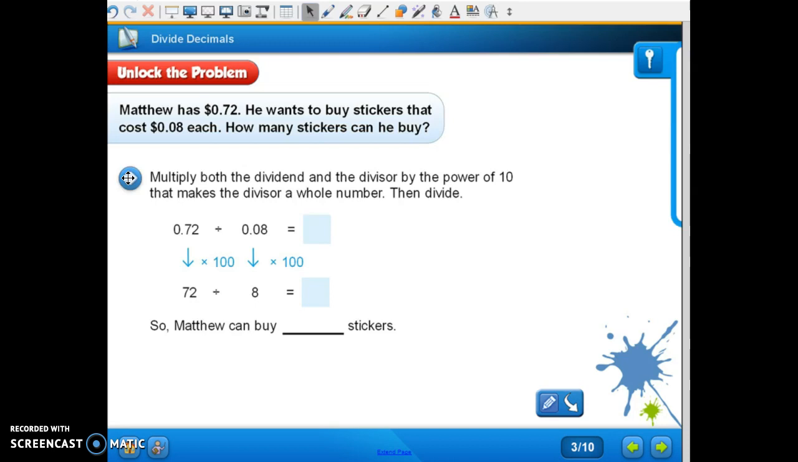Okay? So what am I going to multiply 8 hundredths by to get it to be a whole number? 100. And that made that 8. Now if I did it to my divisor, I have to do it to my dividend. And so 72 hundredths times 100 is 72. And 72 hundredths divided by 8 hundredths is 9. And 72 divided by 8 is 9. So Matthew can buy 9 stickers.